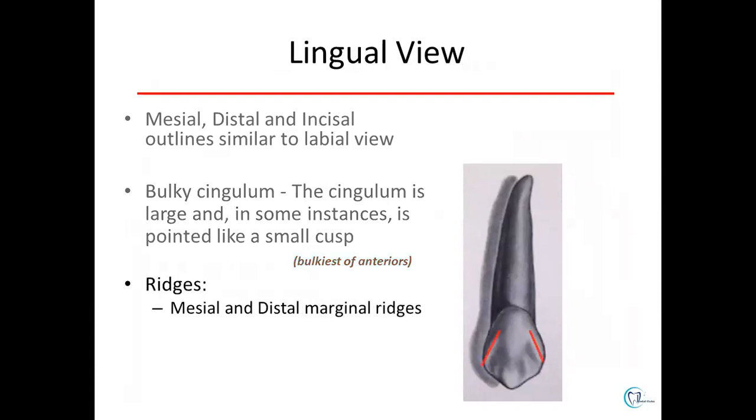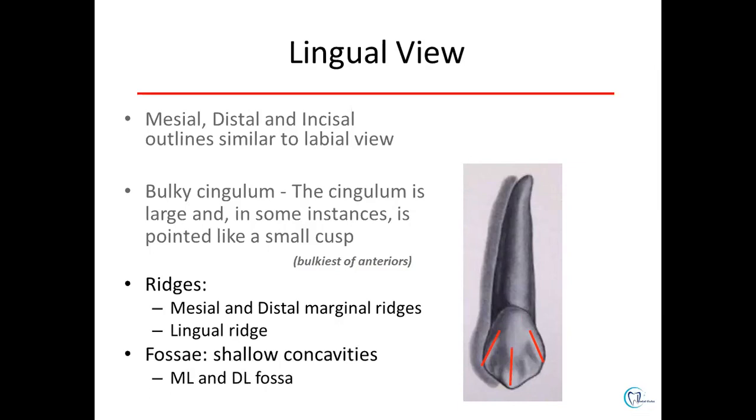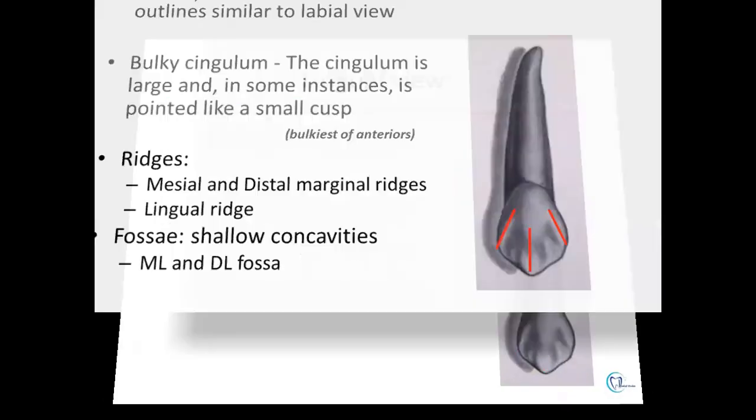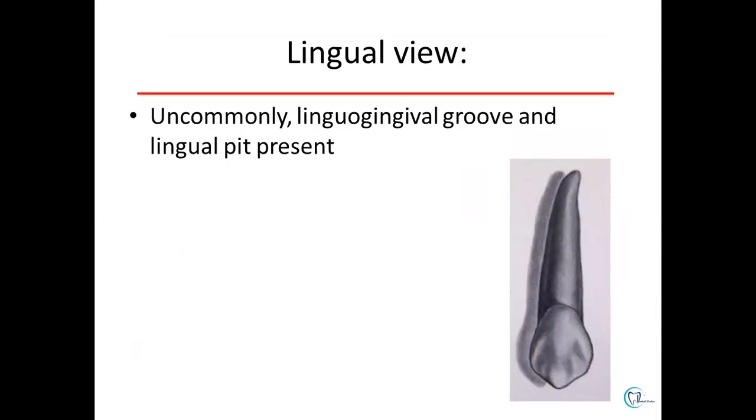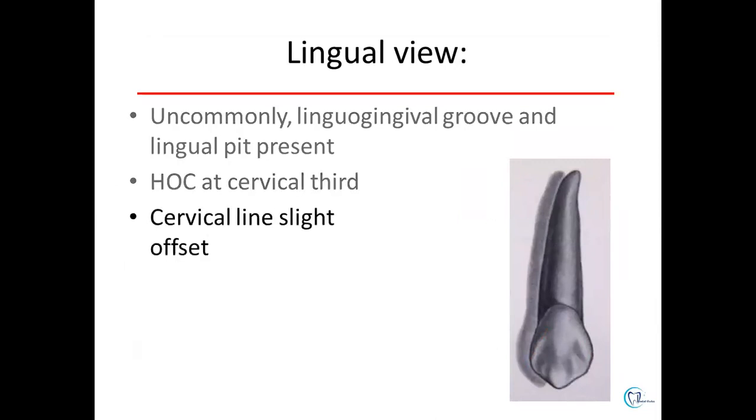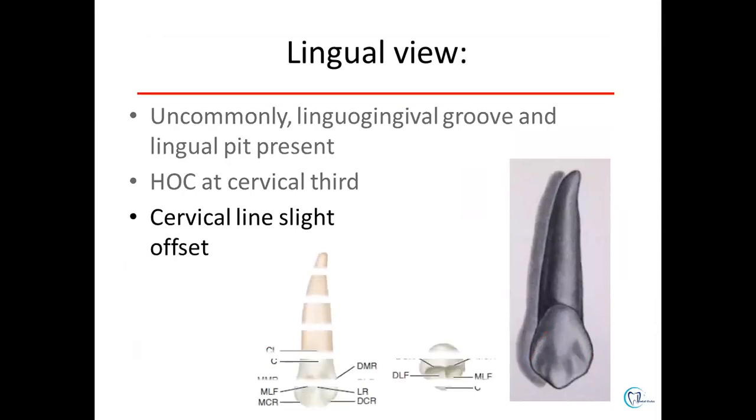And there are ridges which can be appreciated on the lingual view, that is the mesial marginal ridge and the distal marginal ridge. Also, there is a lingual ridge and there are two shallow concavities on the lingual view. One is the mesiolingual fossa, another is the distolingual fossa. Now, sometimes there can be a presence of a linguogingival groove and a lingual pit, which is not commonly seen. And the height of contour is seen in the cervical third, similar to that of the labial view. Also, there is a slight offset in the cervical line.